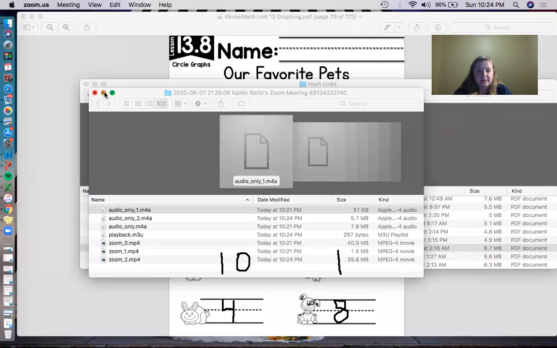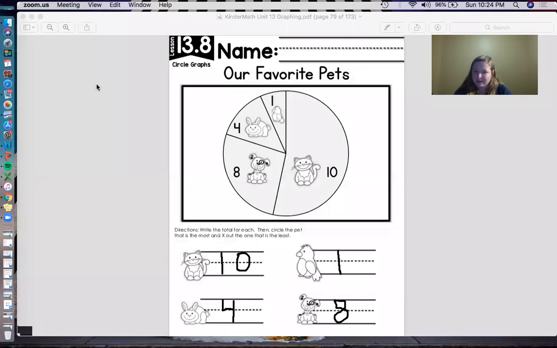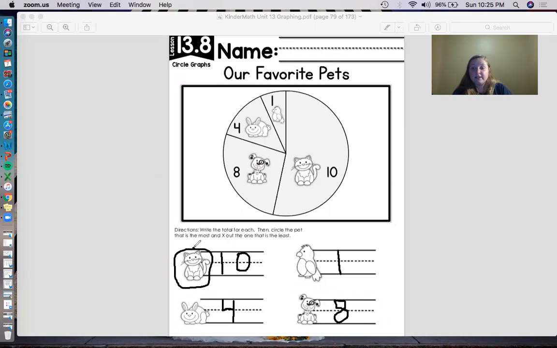Sorry about that. I don't know why that's popping up. Okay. That means the cat got the most votes. So you should circle the cat. If you didn't circle the cat, erase the animal you did circle and circle the cat. Is it okay to make mistakes? Yes, it is.